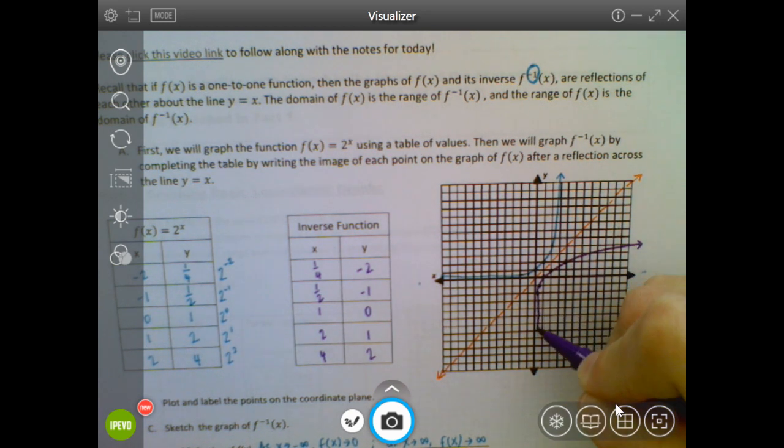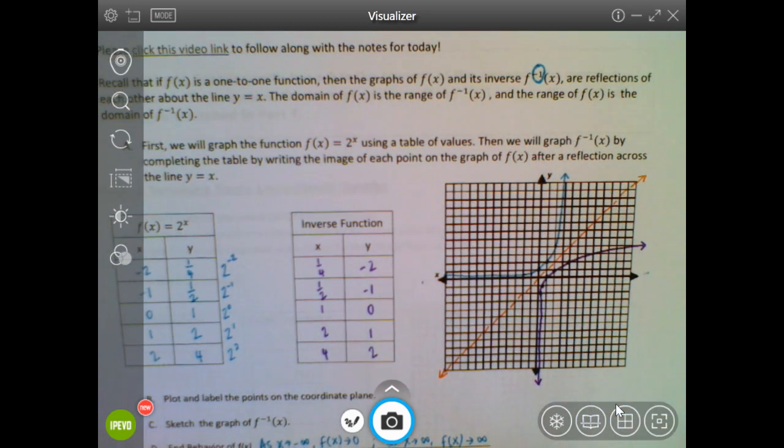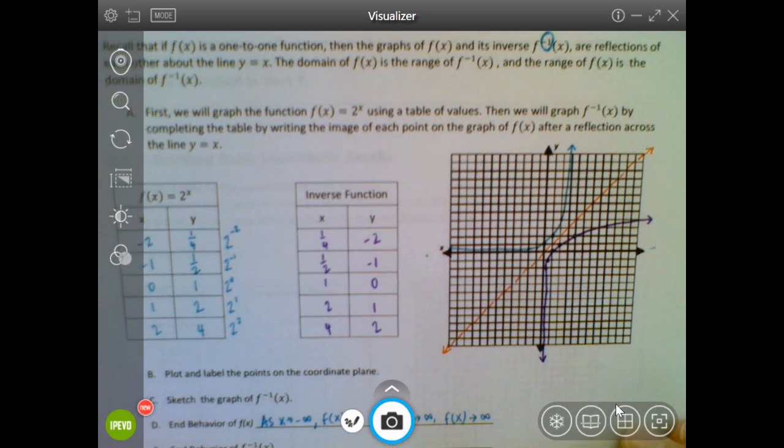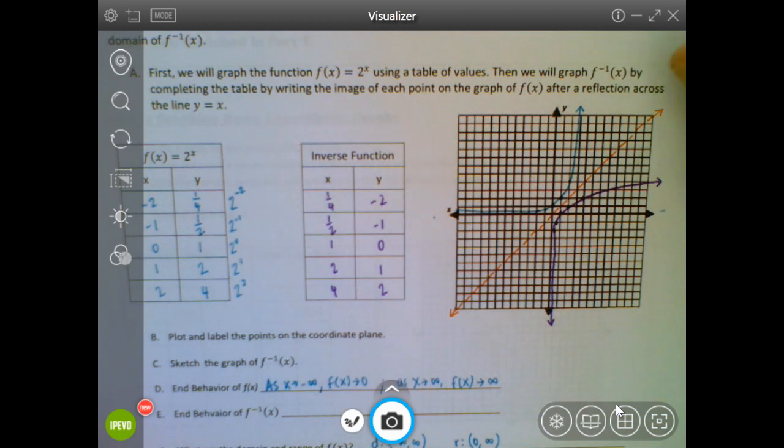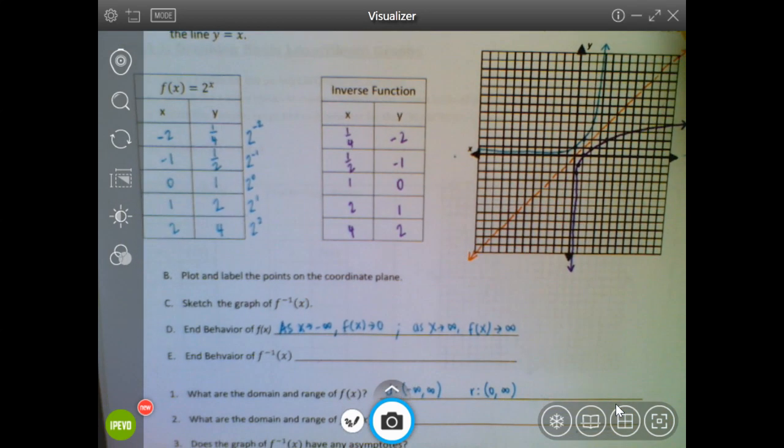And I'm going to be careful on this side here. And the reason for that is the graph of an exponential function had an asymptote going this way. The graph of a logarithmic function is going to have an asymptote going this way. So let's fill in what we know about this inverse graph now.